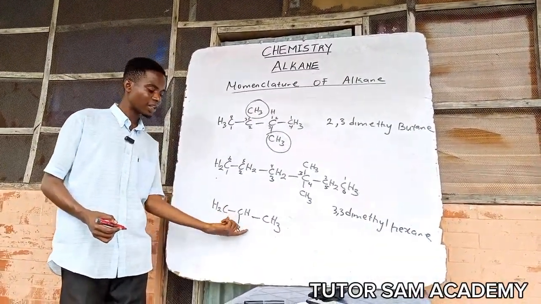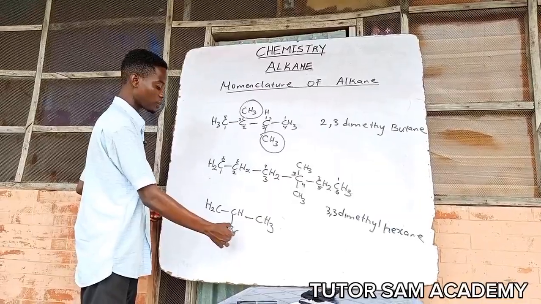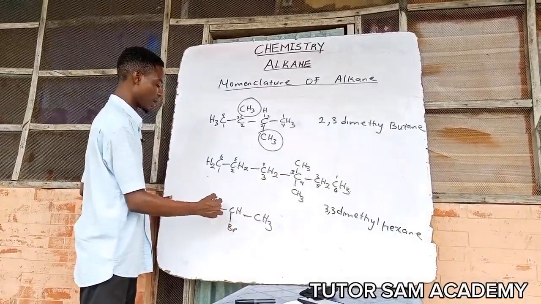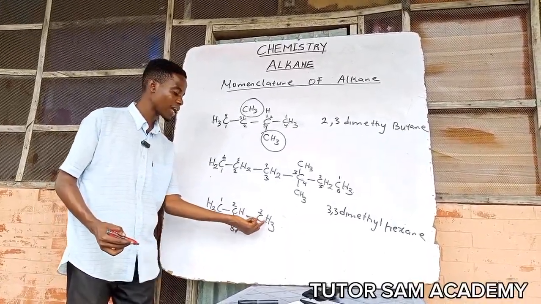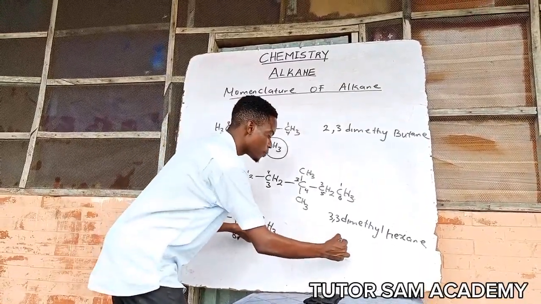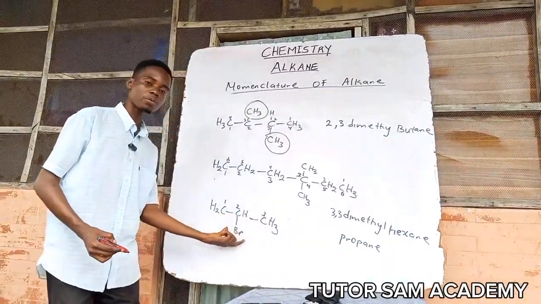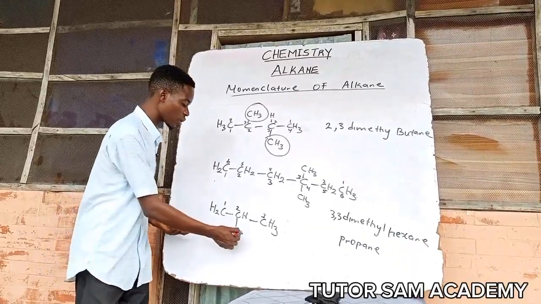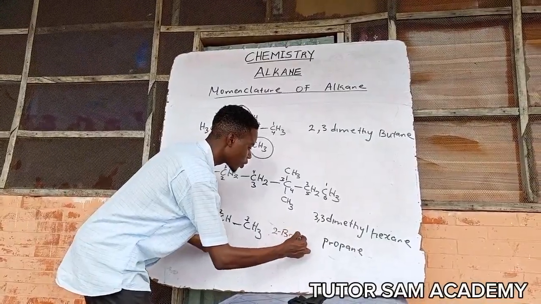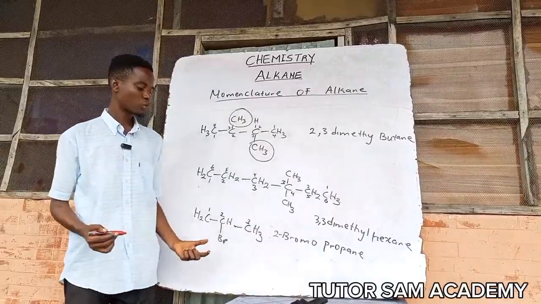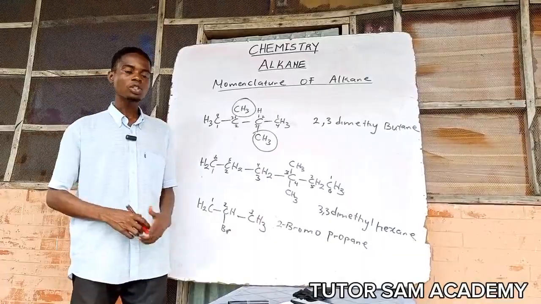So this is another compound. This one has an electronegative substituent, which is bromine. Naming this compound, we have 1, 2, 3. Since I have 3 carbons, my parent name here will be propane, and I have a substituent on carbon 2. So this is 2-bromopropane. This is the name of this compound. So that is how you name all the structures.